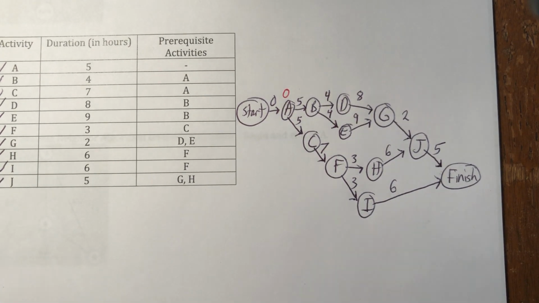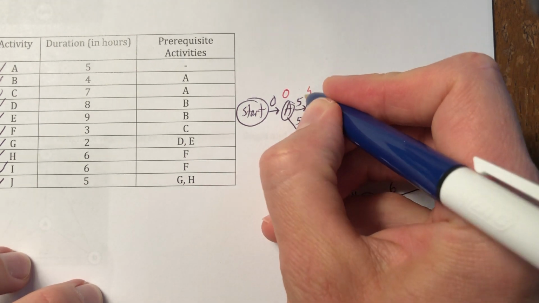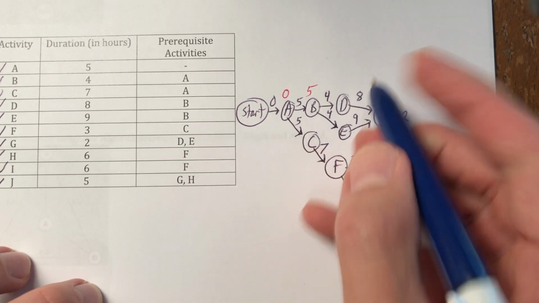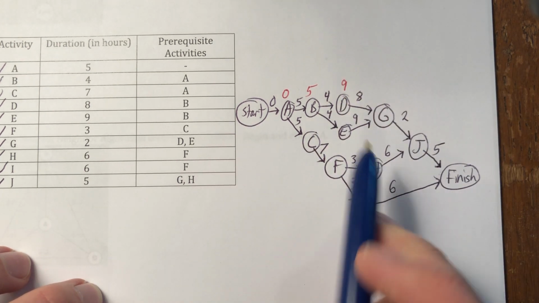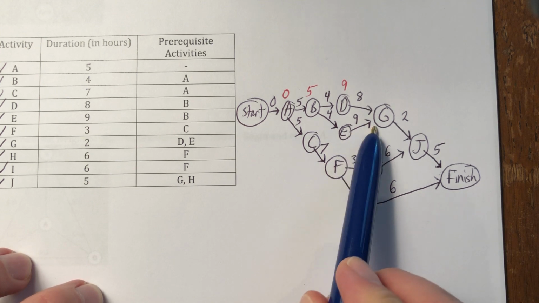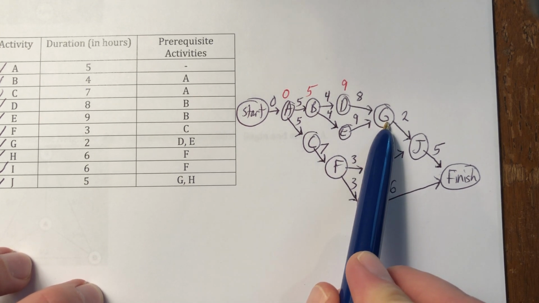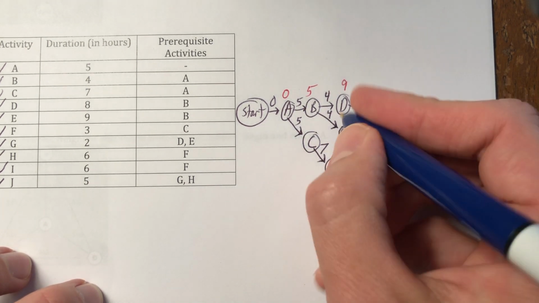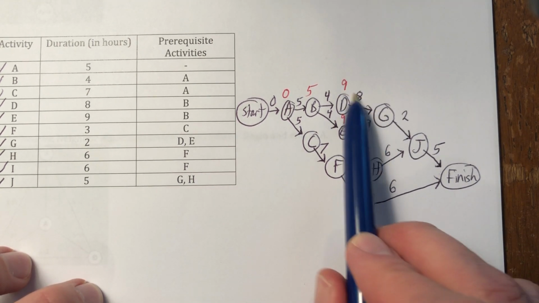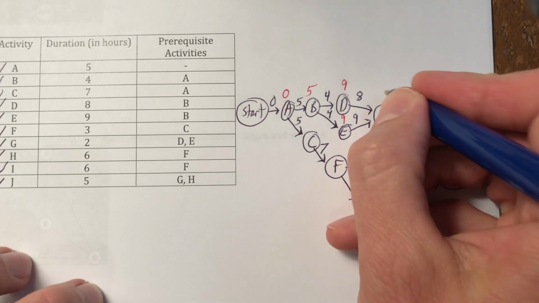Let's just keep moving. To go from A to B, it takes 5, 0 plus 5. To go from B to D, it takes 5 plus 4. To go from D to G, it takes 17, or it takes this, and we haven't figured it out yet, so we have to back up and do that one. 5 plus 4 is 9. Oh, we picked the big one. 9 plus 9 or 9 plus 8. There's the bigger one. That's 18.